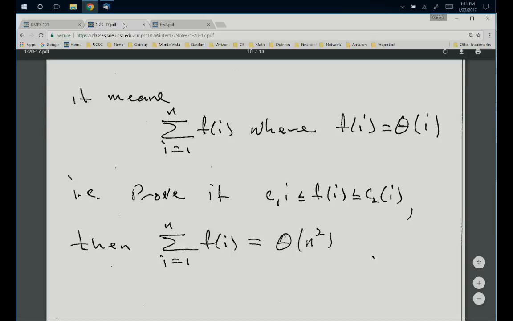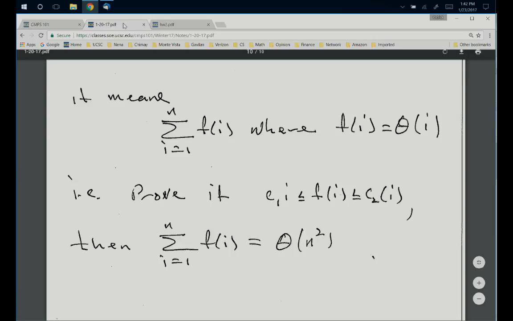This is all polynomials defeat all logs. They're faster growing functions. So in the hierarchy of growth rates, the log functions are down here, the polynomial functions are up here. That's what this says. That's a basic fact that you need to be aware of.